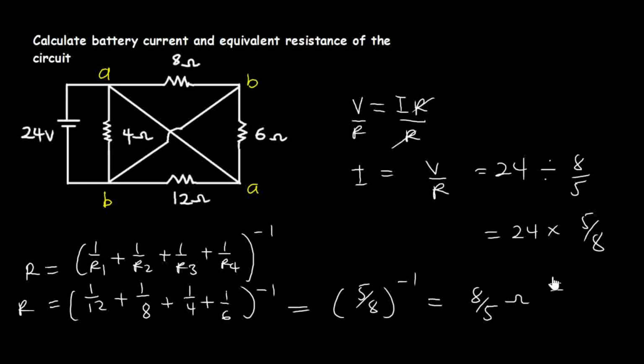Doing this, 24 times 5 will be 120, and so that will be 120 divided by 8. That will give me the value of the current to be equal to 15 amperes.